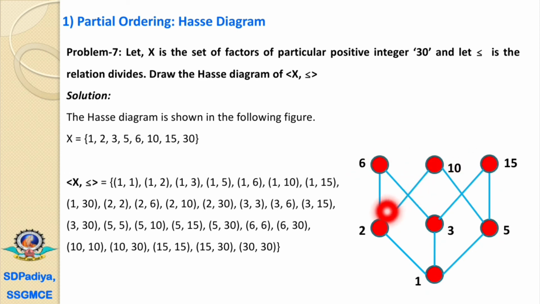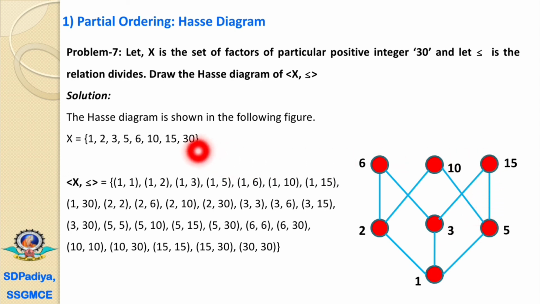The 2 has a relation with 6 and 3 has a relation with 6. 2 has a relation with 10 and this 5 has a relation with 10. That's why we have connected. Same, 3 has a relation with 15 and 5 has a relation with 15. That's why we have connected.